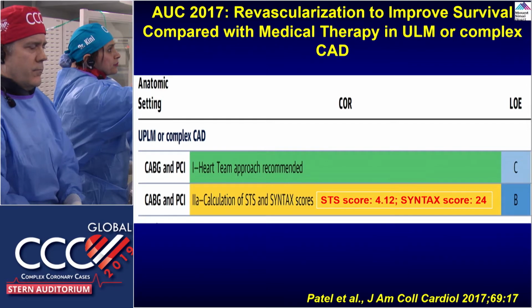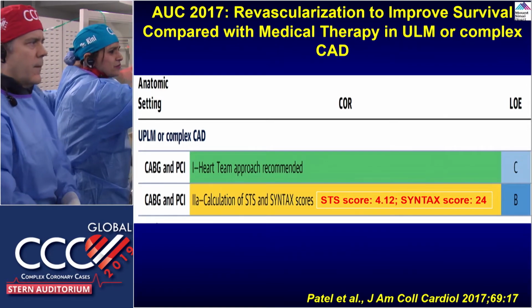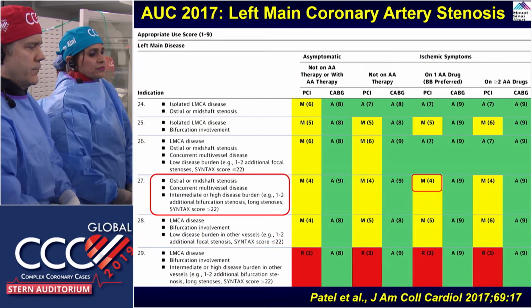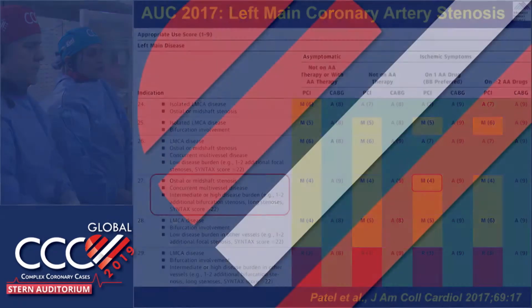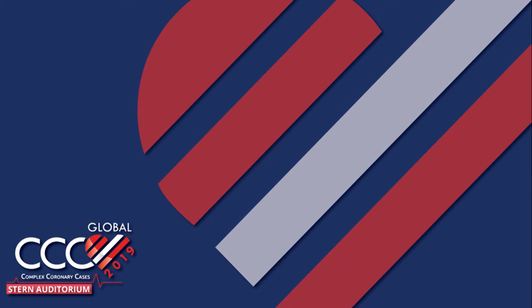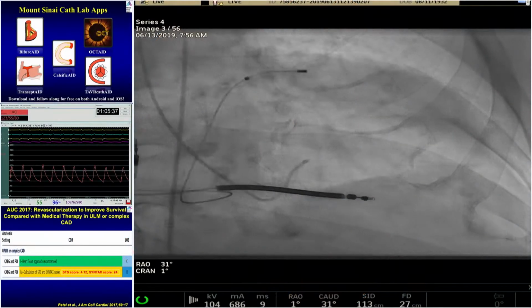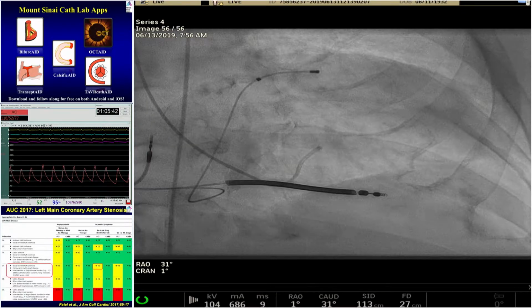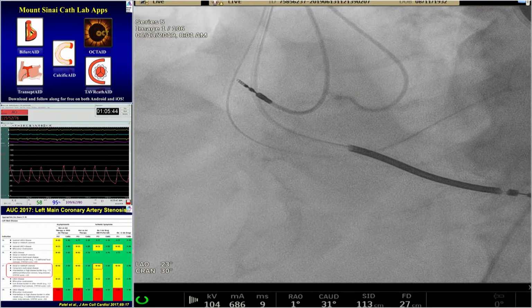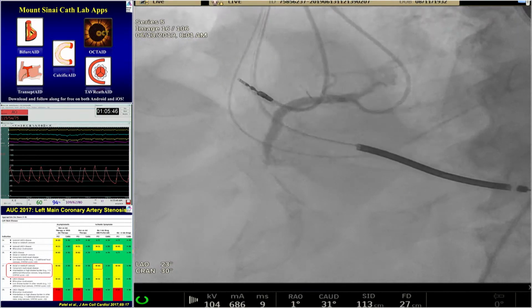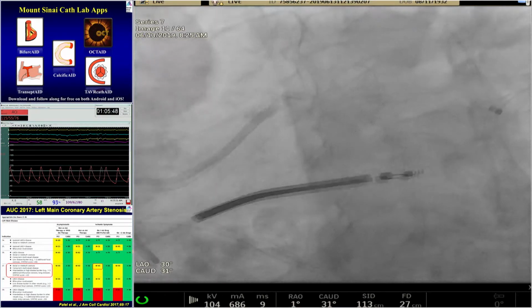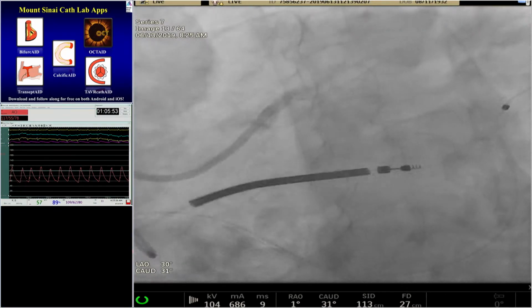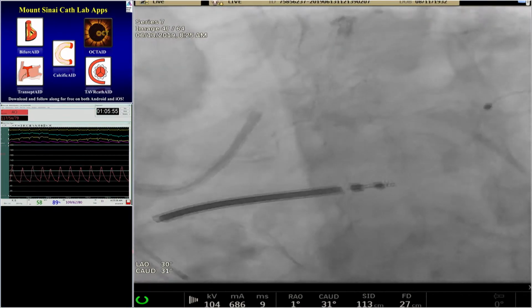Dr. Kinney, let me just clarify. The SYNTAX score was for the whole thing, not the residual SYNTAX, but the primary SYNTAX score of the entire piece. Is that correct? This is a residual SYNTAX score. Now let me show you, the EF is near normal. And this is how the RCA looks now. This is the left side. So the residual SYNTAX score of the left main, this is where we are based on the angiogram.